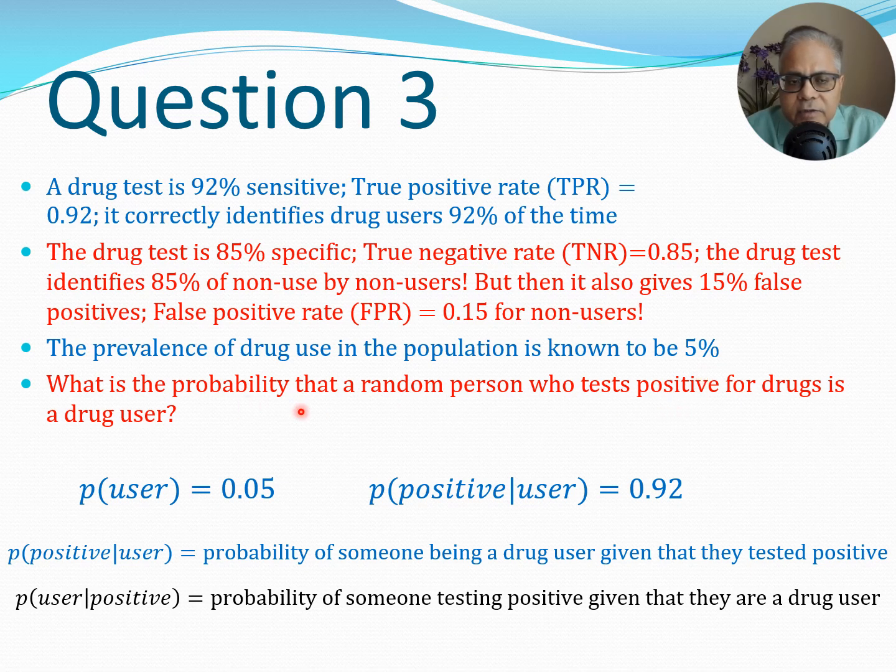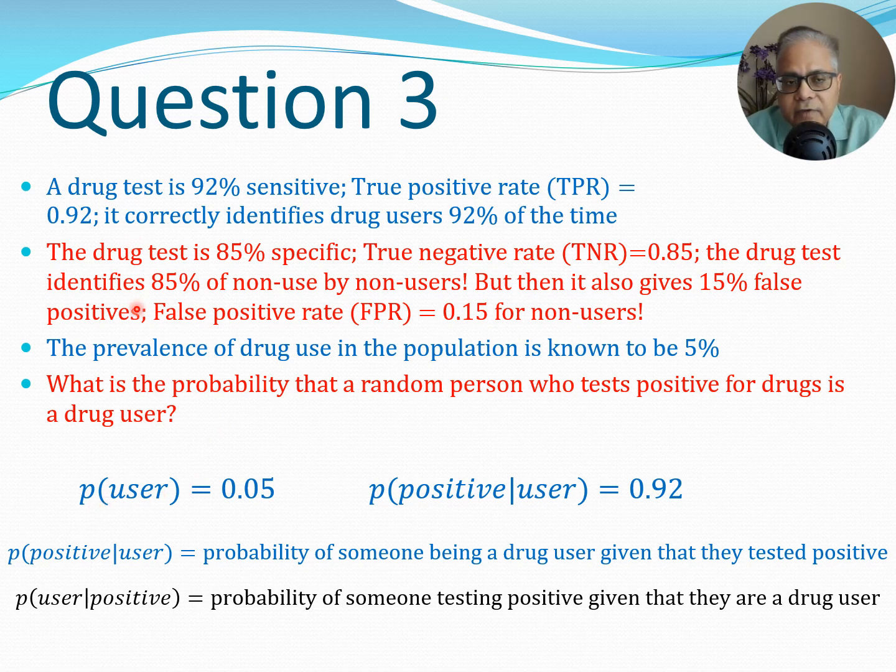And the question is, what is the probability that a random person who tests positive for drugs is a drug user? Now, a normal person may just think that, okay, this guy has tested positive for drugs, he must be a drug user, let us put this guy in some institution. But let us use Bayes theorem before we jump to that conclusion.